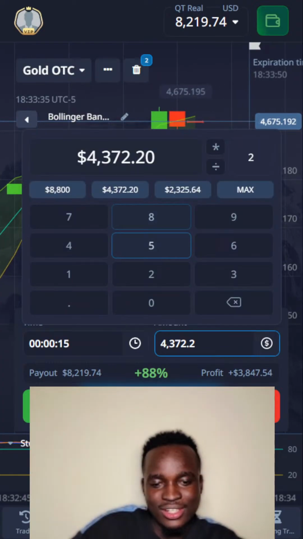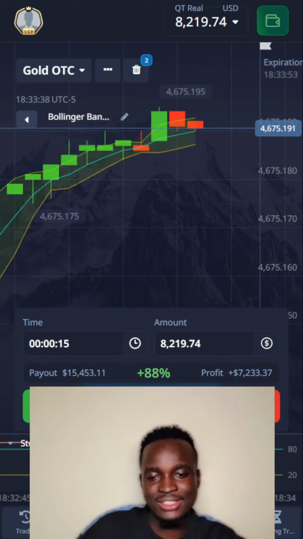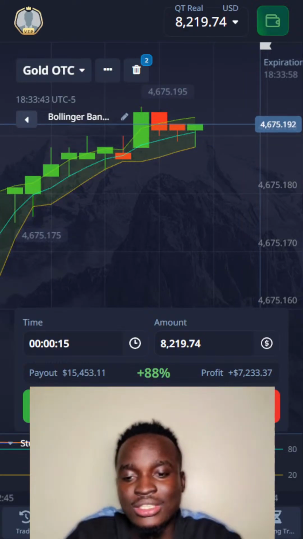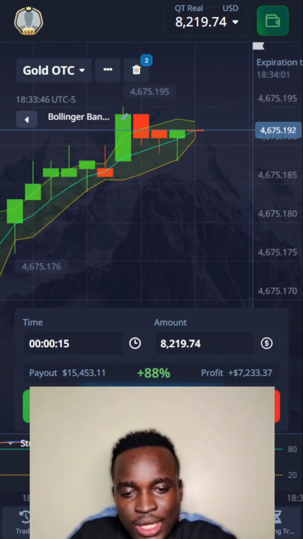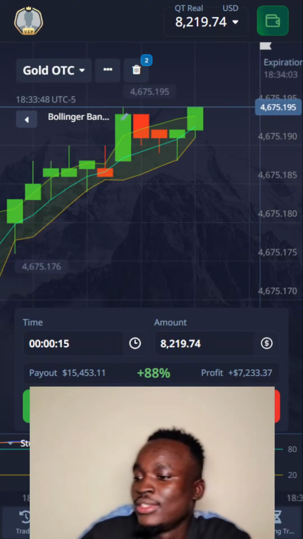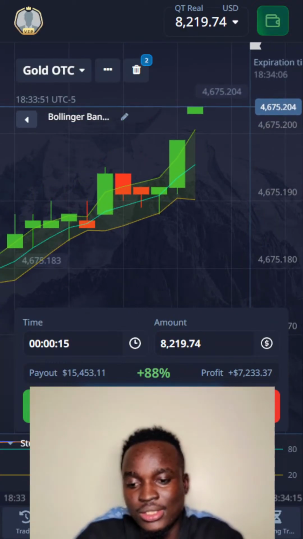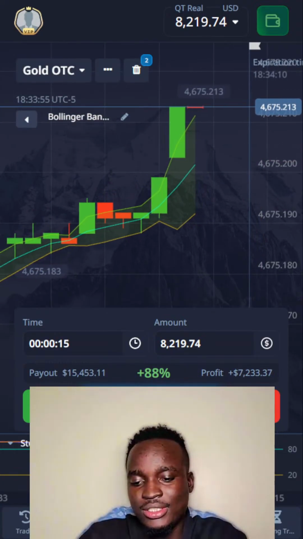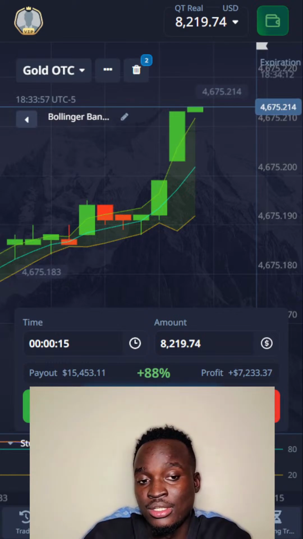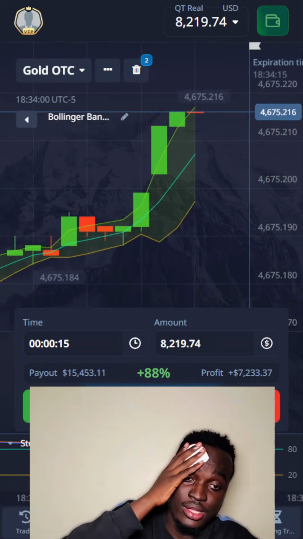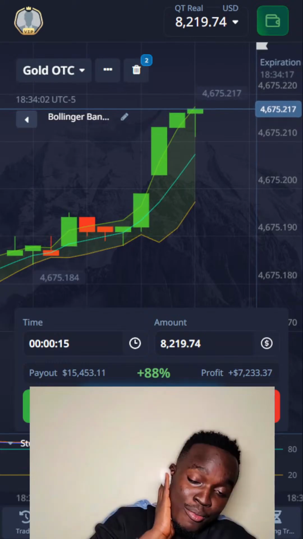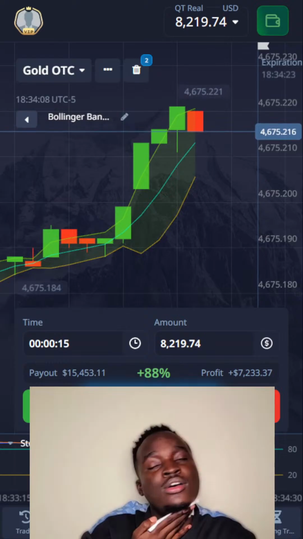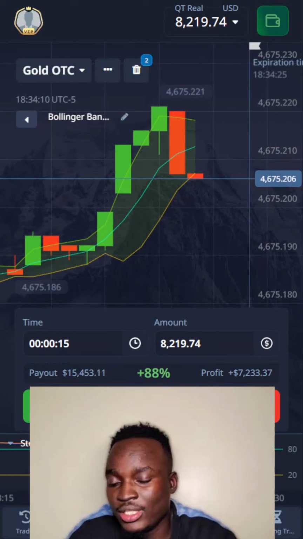Anyway, let's double this. It's going to be our fifth trade. So let's double this. We win this, it's going to be 15K. Oh my god. Crazy. Oh my god, I'm really sweating right now, guys. Anyway, let's go for this.